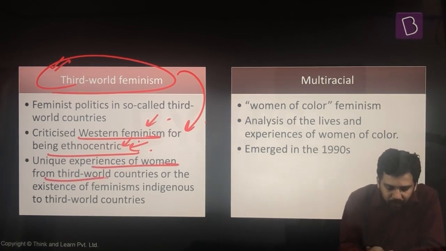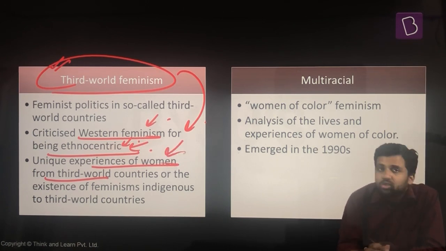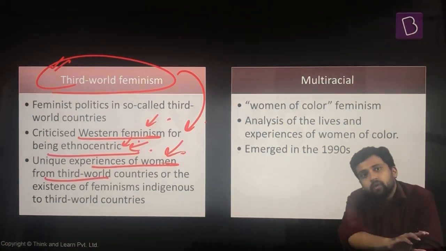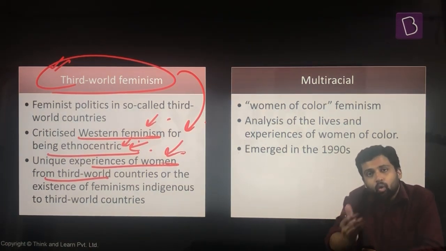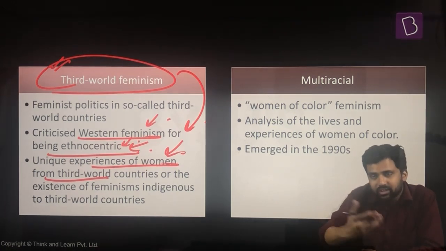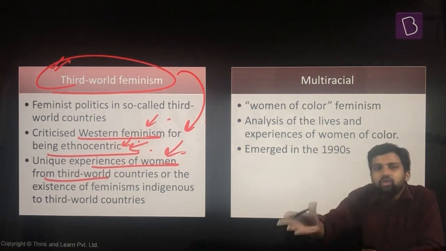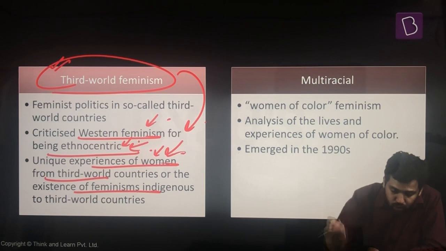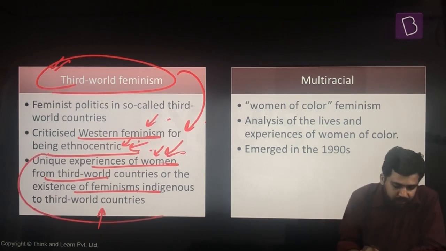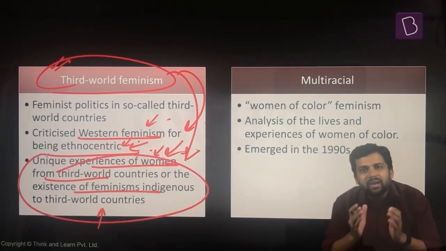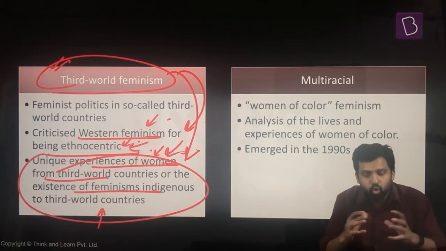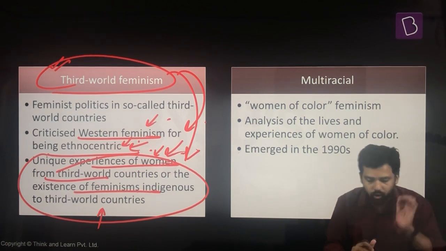Unique experiences of women from the third world countries are not taken into consideration. There might be feminism of a different form in a third world country that is not recognized. Only their own school of thought, the Western school of thought, will be used to gauge feminism in other countries. So the unique experiences of women from third world countries, and the existence of feminism indigenous to these countries, are not recognized. Third world feminism tries to recognize the indigenous feminist movements in third world countries. It tries to collate the unique experiences of women in third world countries.